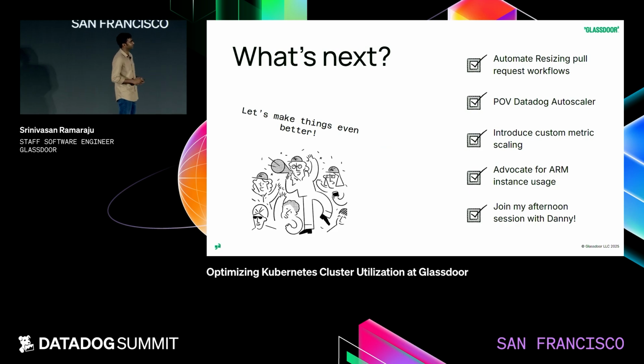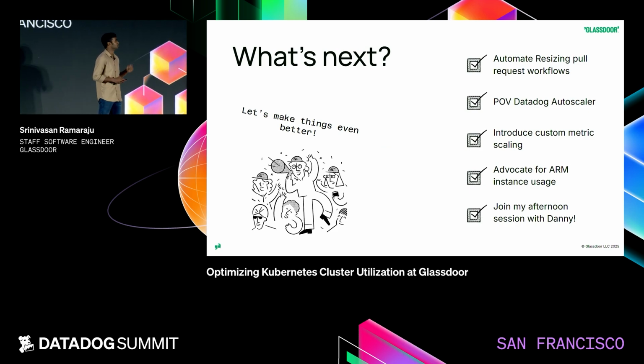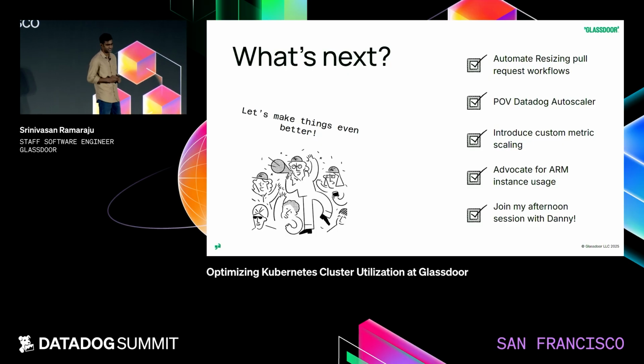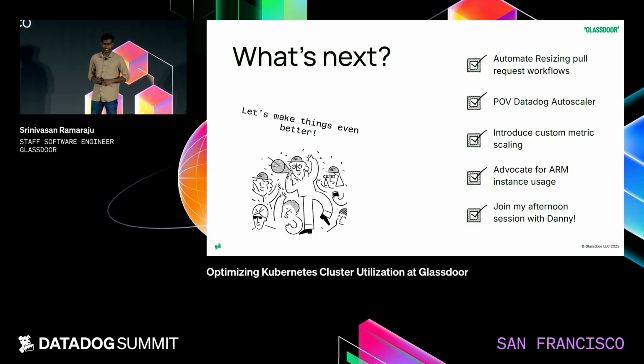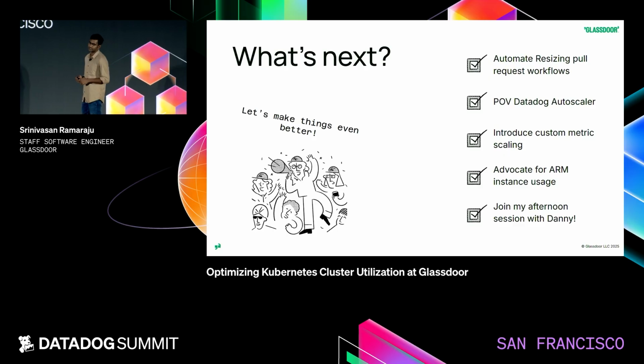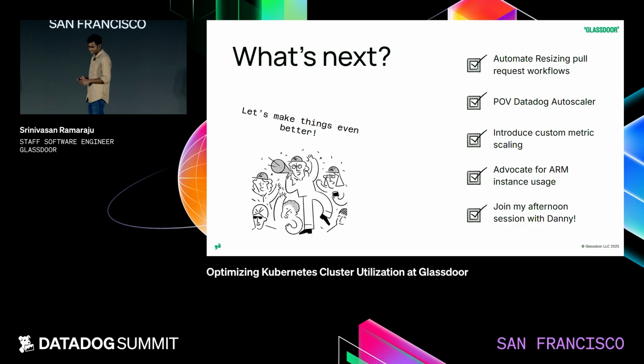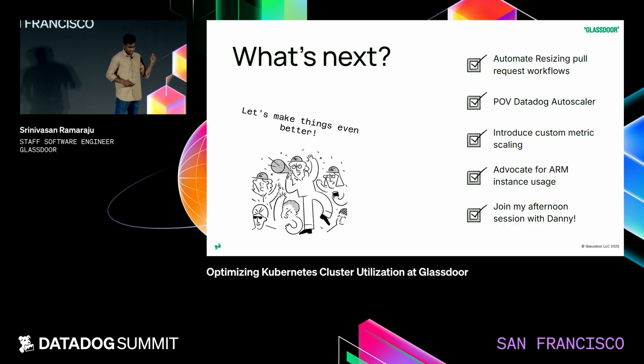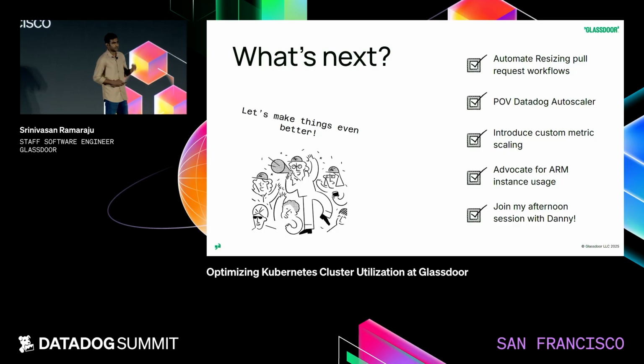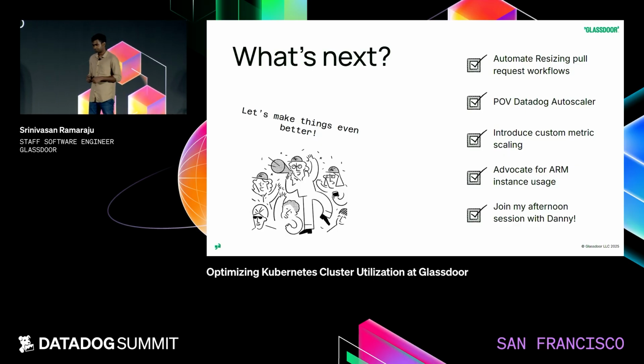So where do we go from here? Definitely, we're not satisfied. We want to improve. Here are the next steps we are looking to take. First, we want to move away from those reminders in CI/CD workflows and automate with pull request workflows that give right-sizing recommendations to our teams so they can review and deploy. Second, now that Datadog has introduced an autoscaler, we want to do a POC with them and see if we can drive more value in dynamically resizing our clusters, resources, and workloads.